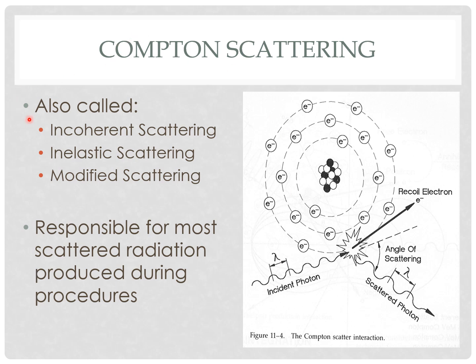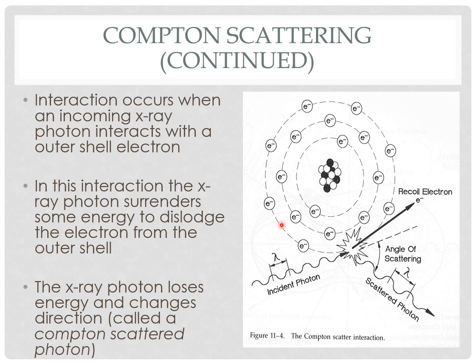Compton scatter, also called incoherent scattering, inelastic scattering, modified scattering, is responsible for most scattered radiation produced during procedures, and is most responsible for dose to the tech. So a recoil electron comes in, hits the outer shell, scattered photon. Interactions occur when an incoming X-ray photon interacts with an outer shell electron. In this interaction, the X-ray photon surrenders some energy to dislodge the electron from the outer shell. The X-ray photon loses energy and changes direction, called a Compton scattered photon.